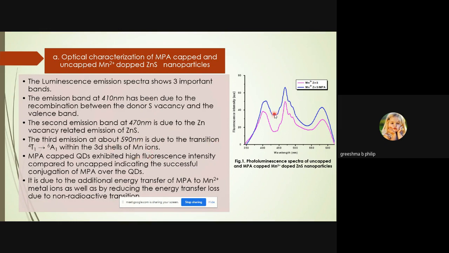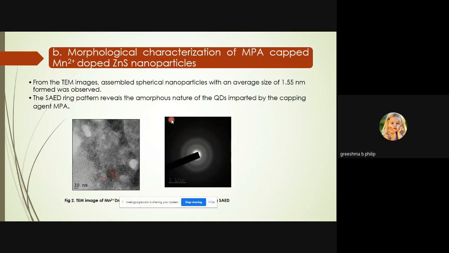And while considering these two spectra, we can see in the MPA capped quantum dots an increased intensity. This increased intensity is due to the additional energy transfer from MPA to the manganese ion, as well as the reduction of energy transfer loss due to non-radiative transitions. Now, by doing the morphological characterization, from this STEM image, we get that the average size of the formed quantum dots is 1.55 nanometer, and the SAED ring pattern reveals its amorphous nature.